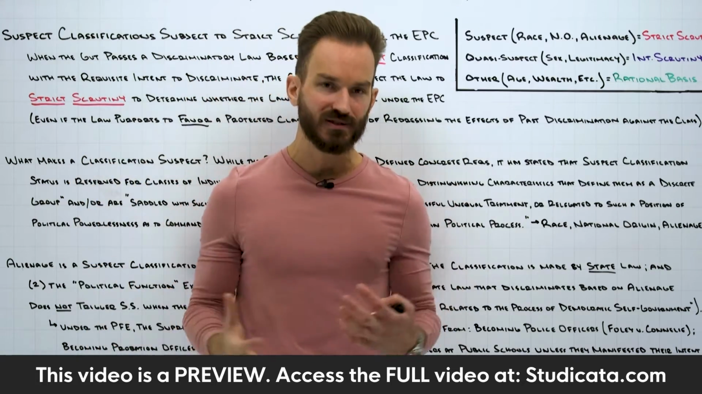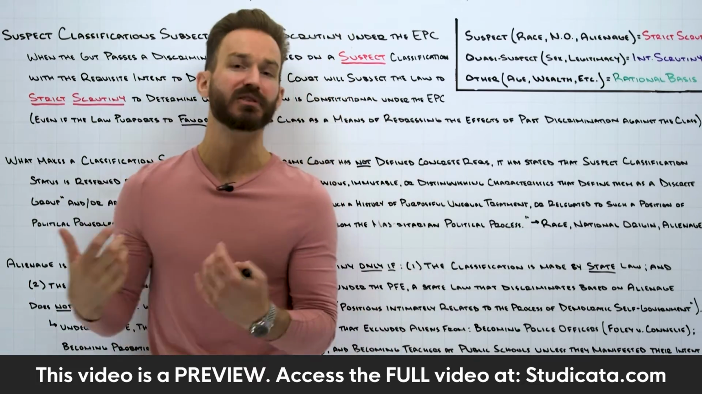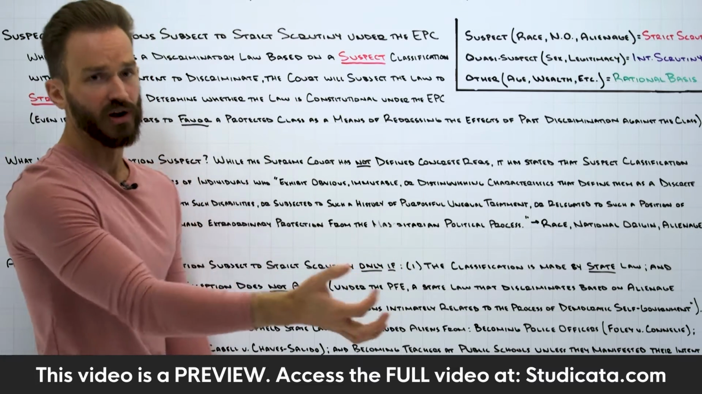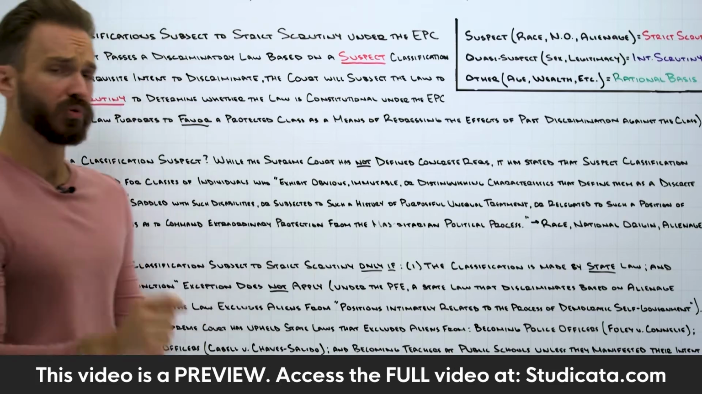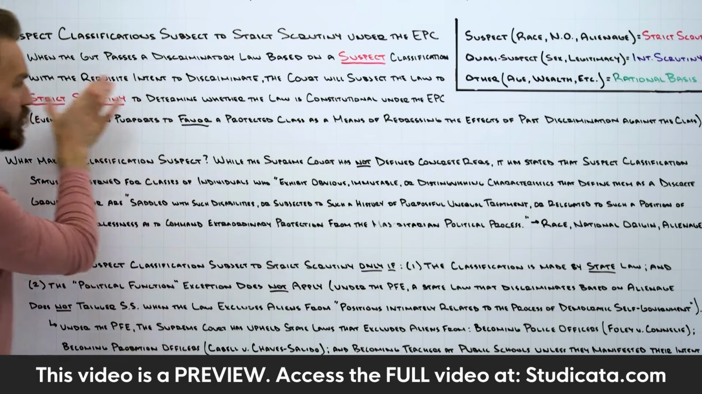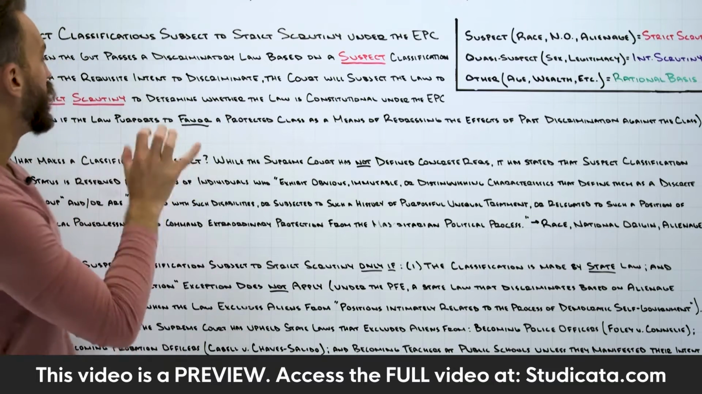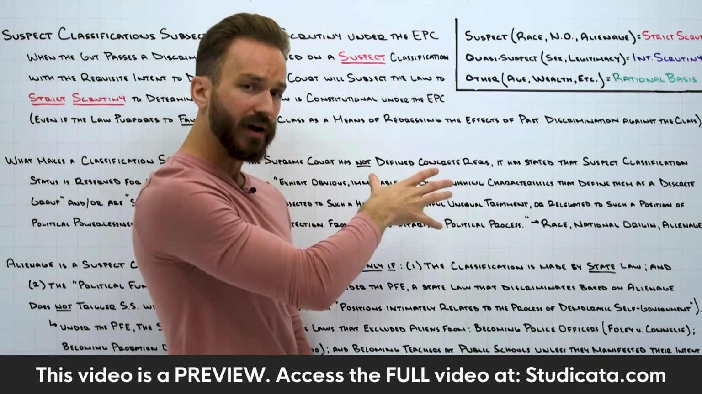And usually it's a minority class of people that have historically been discriminated against. This is invidious. It's bad faith discrimination on the part of the government. This is what we most classically think of. And in those cases, when the government passes a discriminatory law based on race, national origin, or alienage, with the requisite intent to discriminate, remember we covered that in a prior lesson. That's a really important thing to remember here. We're only talking about when the government has the requisite intent to discriminate. Again, that was in a prior lesson.